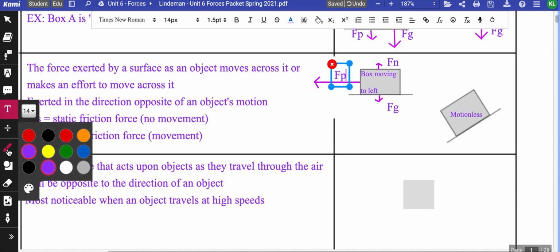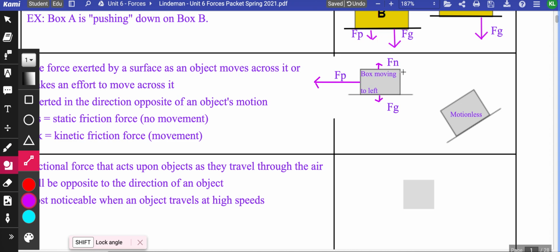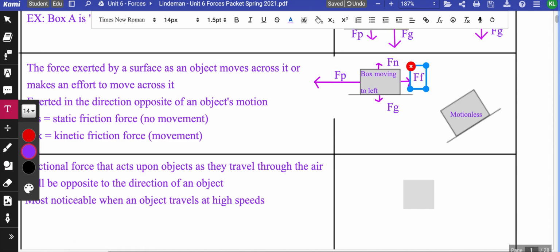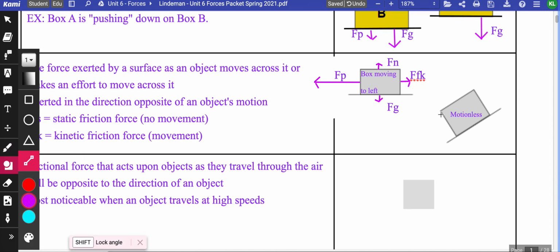My friction force arrow would be in the direction opposite of the object's motion. Since the object is moving to the left, my friction force arrow is going to point in the opposite direction. I'm going to make that shorter, because we know the object is moving to the left, so whatever friction force is happening, it's not large enough to impede movement. I'm going to label this FFK, for friction force that is kinetic friction. Then for this next one we have a motionless box.